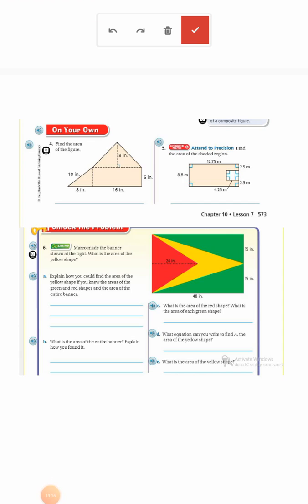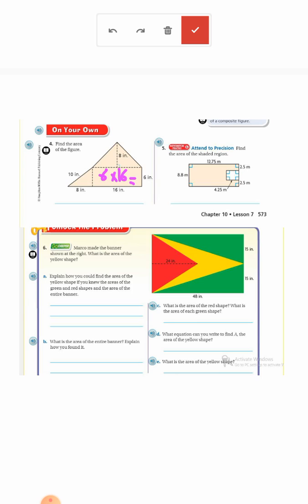And now on your own, number 4, find the area of the figure. As you see, the figure consists of a small triangle, a big triangle, and a rectangle. So we are going to find the area of each one alone, then we are going to find the sum between them together. The area of this rectangle is 6 multiply 16.